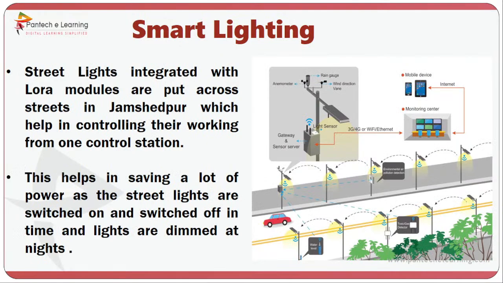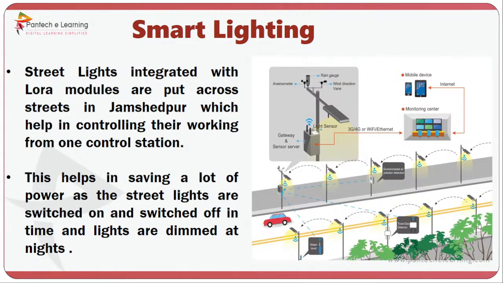Next one is smart lighting. In smart lighting, there is a LoRa module with this. It is already implemented in India, in Jamshedpur. They are controlling the whole street with the help of this smart lighting system. Once a car crosses over, at that time the light turns on. Otherwise, it turns off.